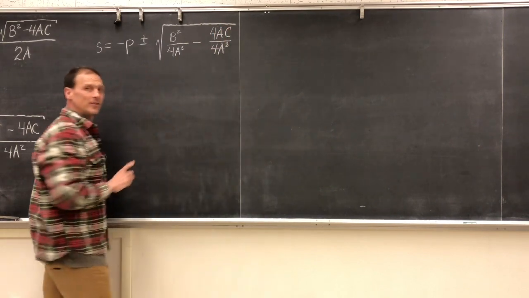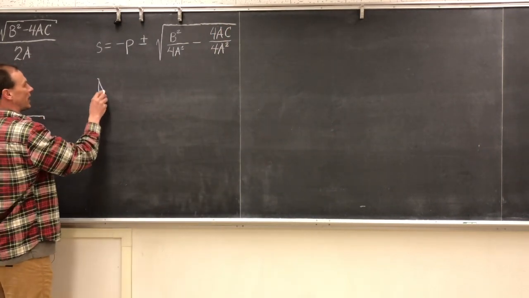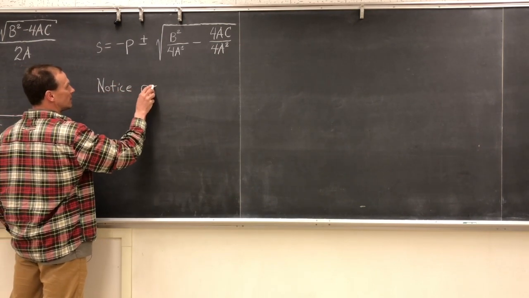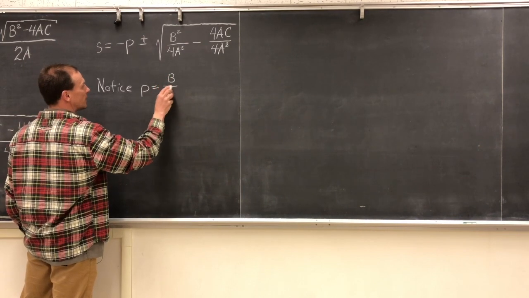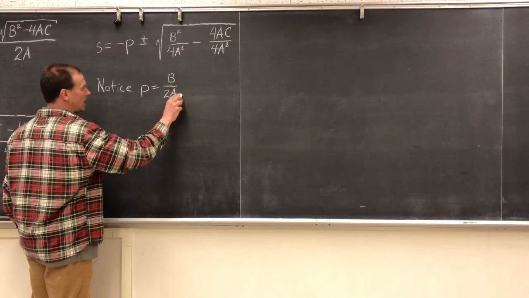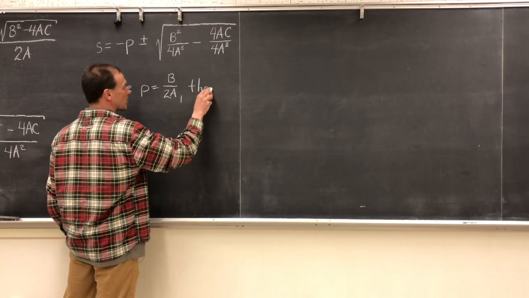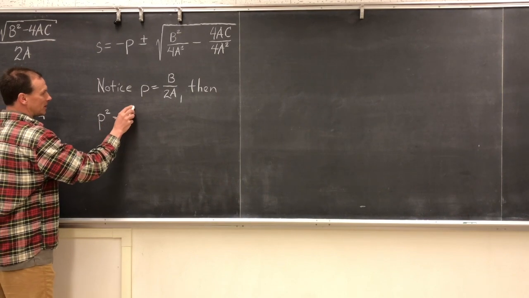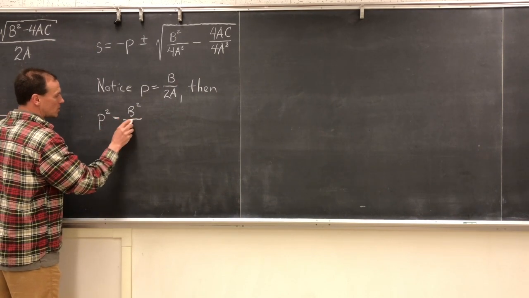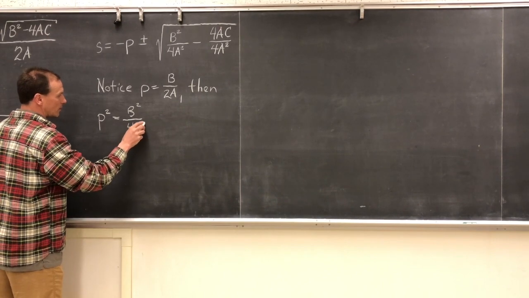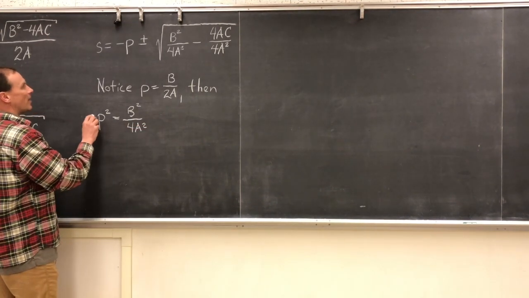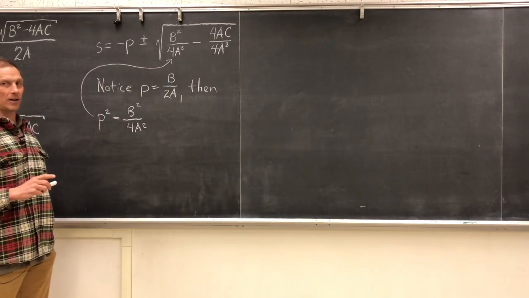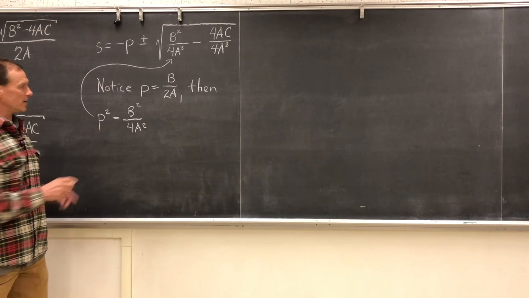Okay, but notice this. Notice that if p is b divided by 2a, then p squared, well, that's going to give me b squared over 4a squared. But look at that. That is this term. So now I can write my first term in the radical as p squared. Okay, so we've got that.